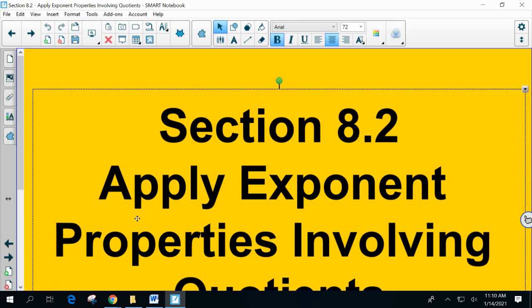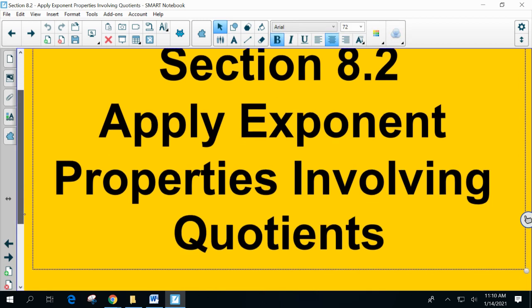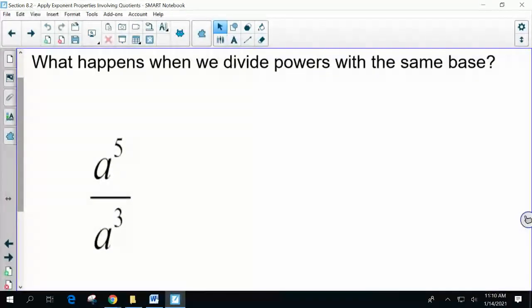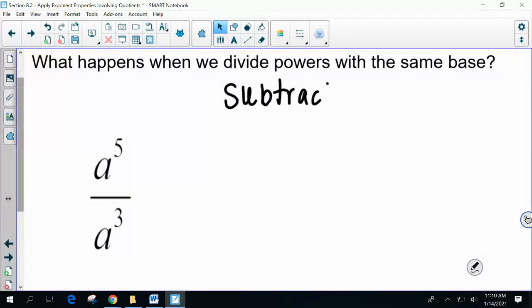All right, section 8.2, applying exponent properties involving quotients. So we are going to learn what happens when you divide powers with the same base. Just like yesterday, you have to have the same base for this to work. And how you divide is you subtract your exponents. Quotient means divide, and whenever you have to divide exponents, you subtract.